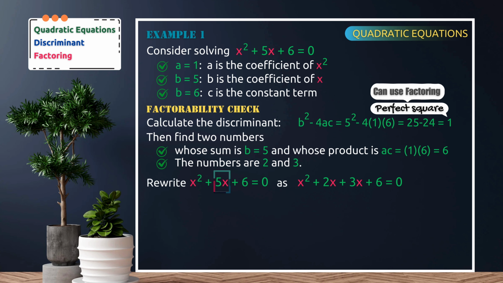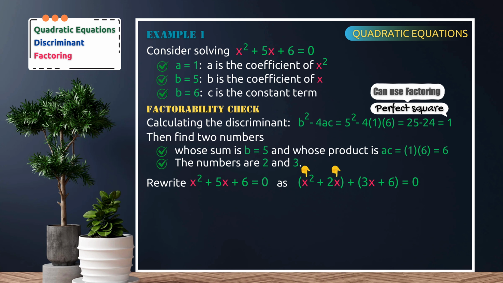Next, we replace 5x in the equation by 2x plus 3x to get x squared plus 2x plus 3x plus 6 equals 0. Then, we take the first two terms together and the last two also together. That is x squared plus 2x plus 3x plus 6.